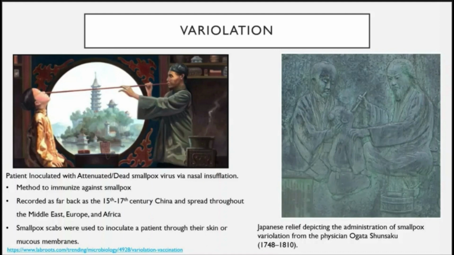This method has been recorded as far back as somewhere around the 15th to 17th century in China and spread throughout the Middle East, Europe, and Africa. It is really quite incredible to think that people were able to discover this method of vaccination long before the germ theory of disease had come about, or even the understanding of the existence of viruses or pathogens.